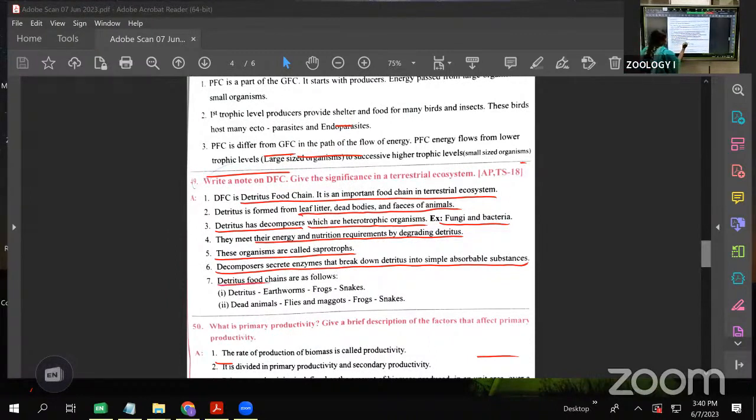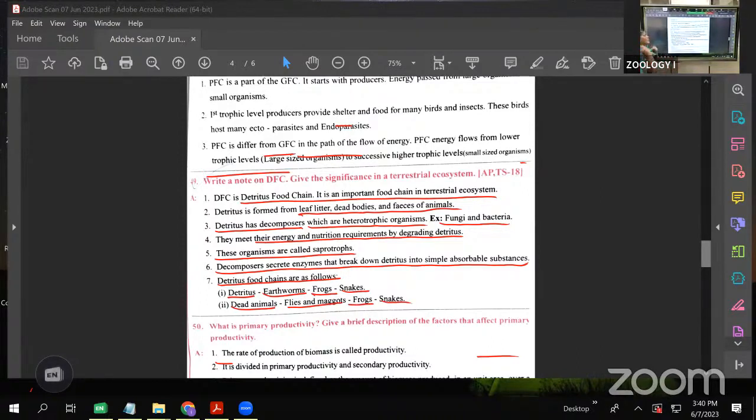The detritus food chain is also followed like this. See, detritus, absorbable detritus. On that, earthworms depend, frogs depend on the earthworms, and snakes depend on the frogs. Next, the flies and maggots depend upon the dead animals, and the frogs depend on the flies and maggots, and then the snakes.